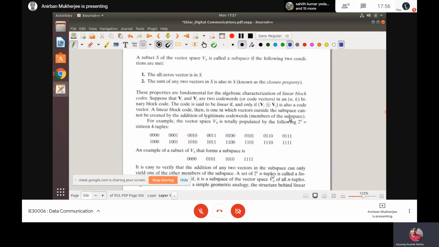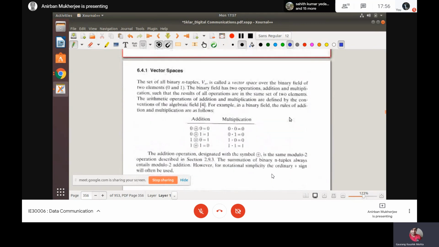It is the binary n-tuples, that is, the set of all binary n-tuples. Bn is called a vector space over a binary field of 2 elements, 0 and 1. Please remember, a binary field of 2 elements, 0 and 1. The binary field has two operations, addition and multiplication, such that the results of all operations are in the same set of 2 elements.